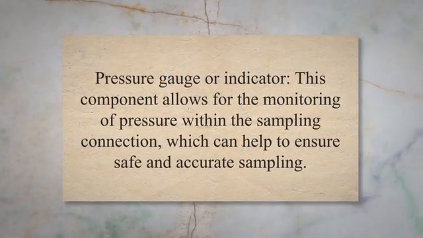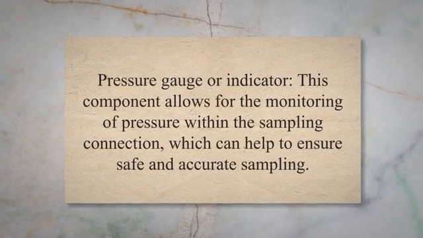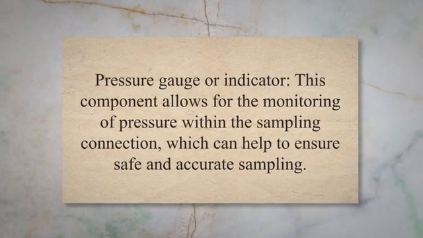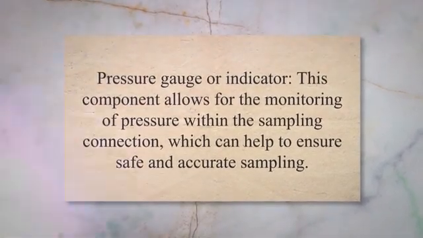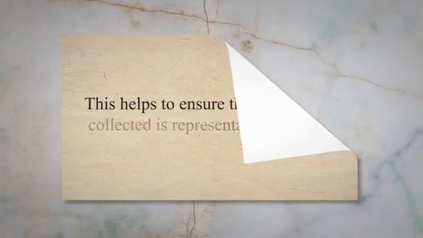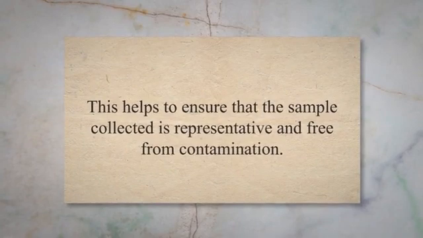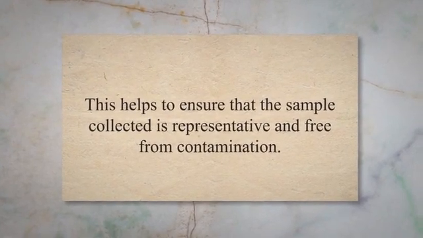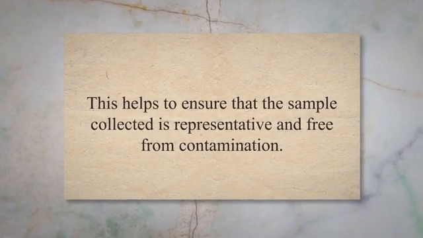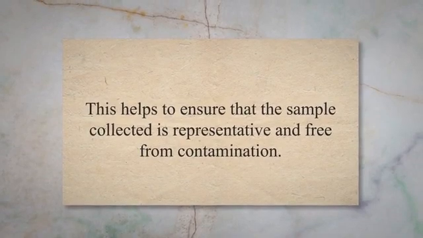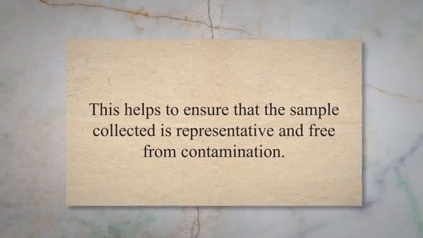Pressure gauge or indicator. This component allows for the monitoring of pressure within the sampling connection, which can help to ensure safe and accurate sampling. Drain or purge valve. This component is used to flush out the sampling connection and remove any residual fluid or gas before taking a sample. This helps to ensure that the sample collected is representative and free from contamination.